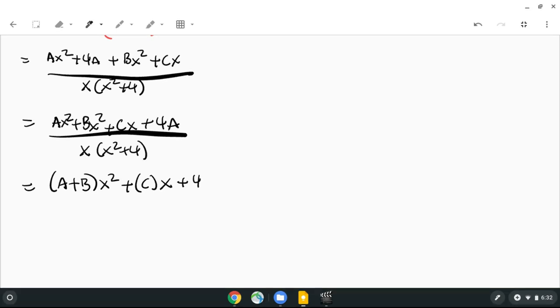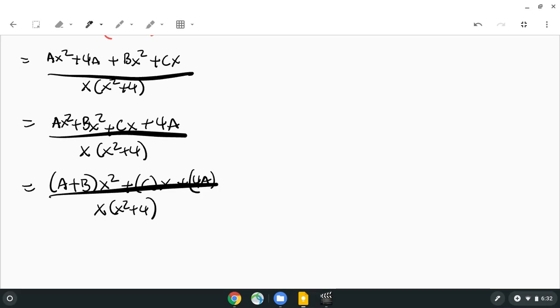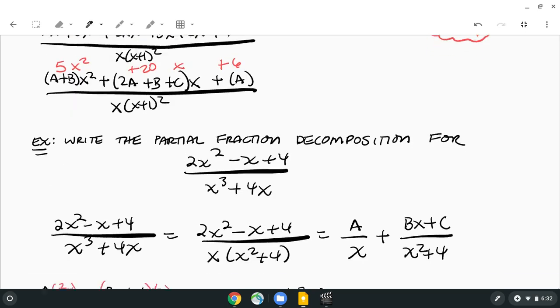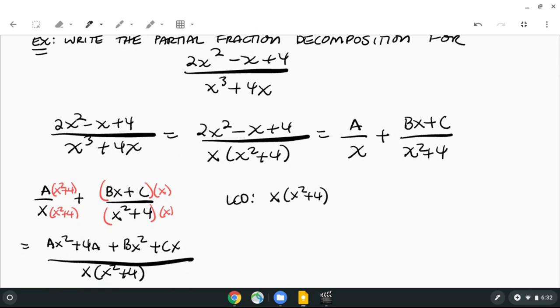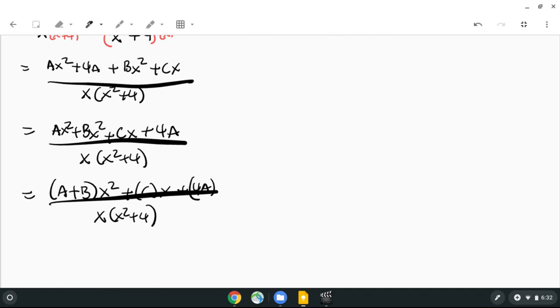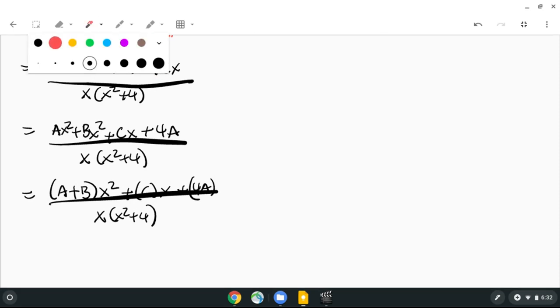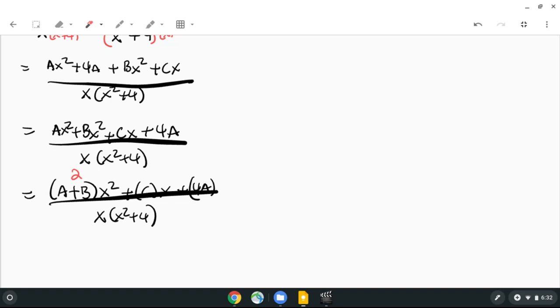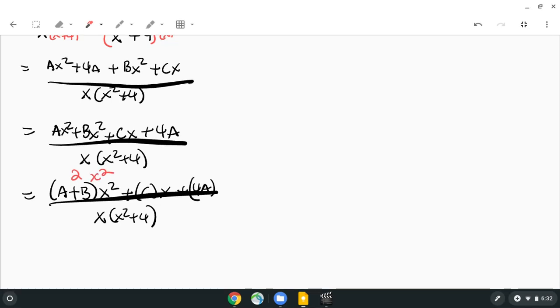Okay, so now that we have our numerator all organized, let's match it up with the original. Let's take a look. All right, so there's the original. 2x squared minus x plus 4. So over here, this needs to be 2x squared. This needs to be minus 1x. And this needs to be plus 4.